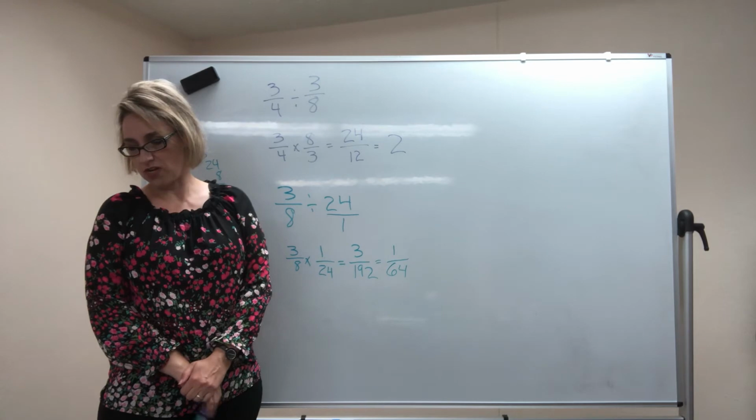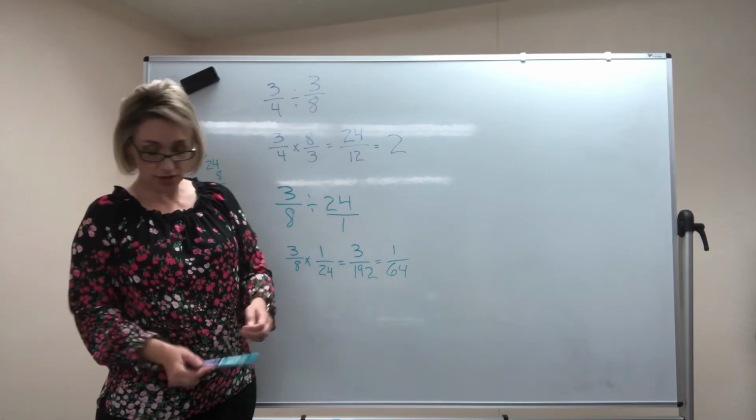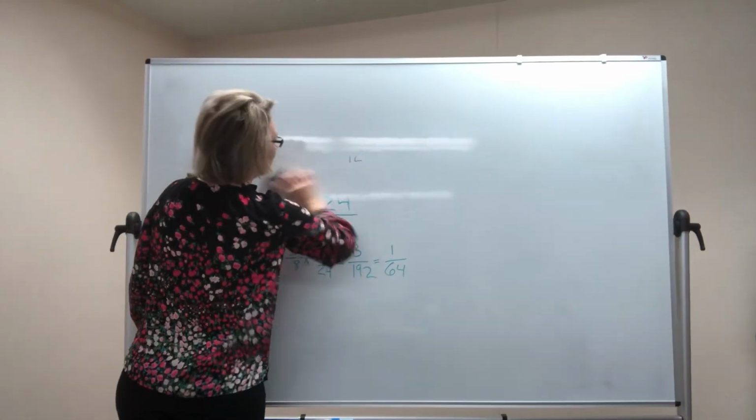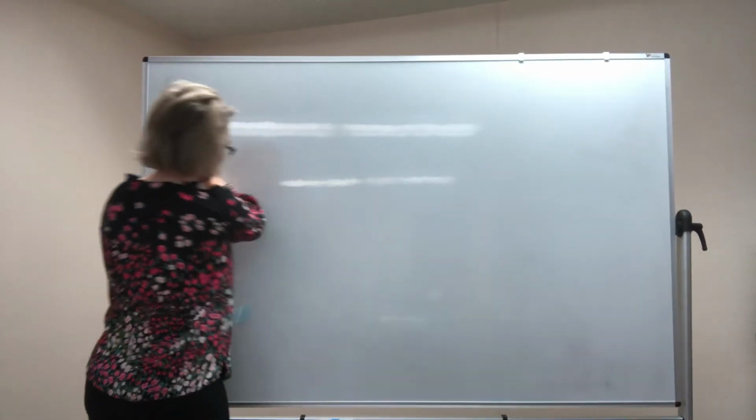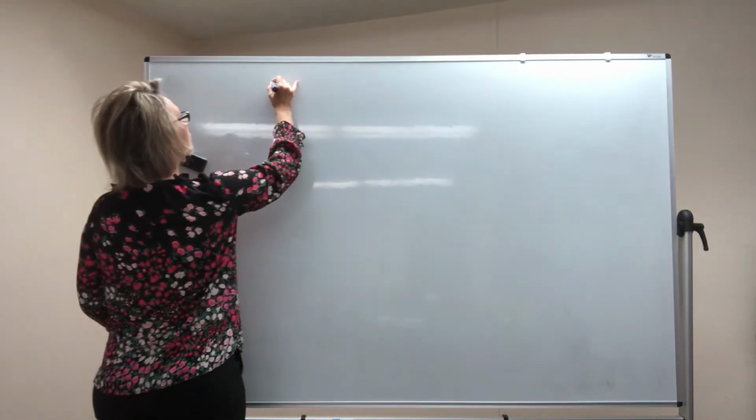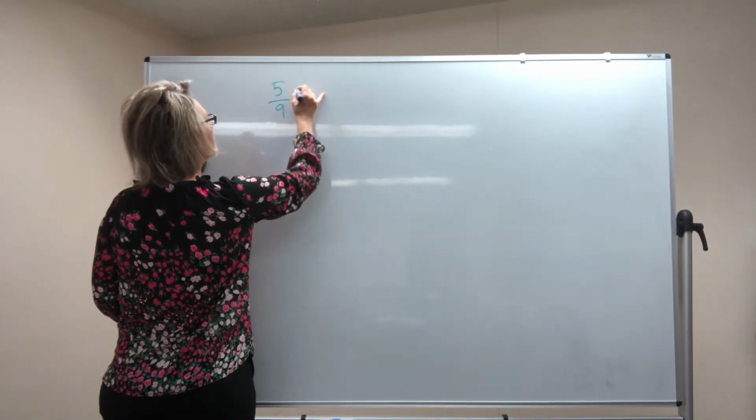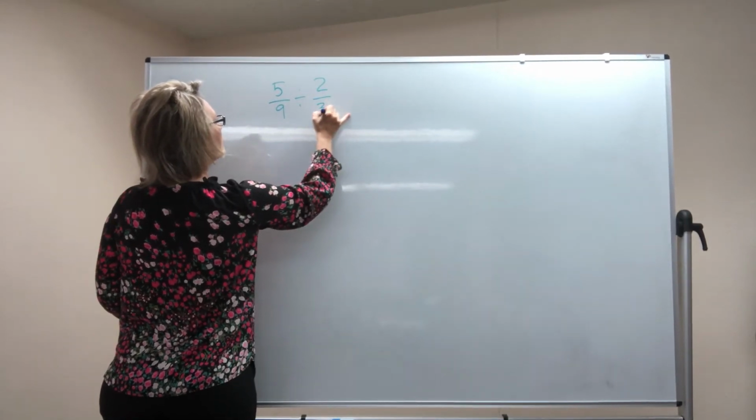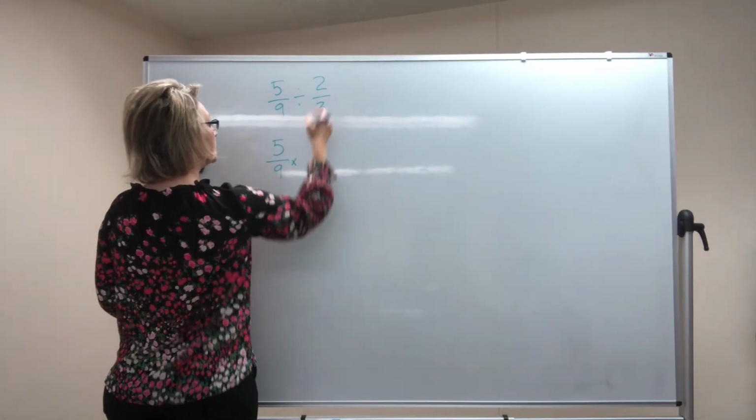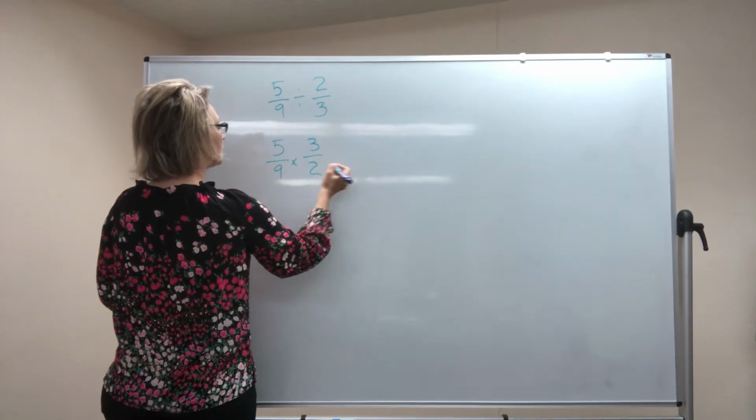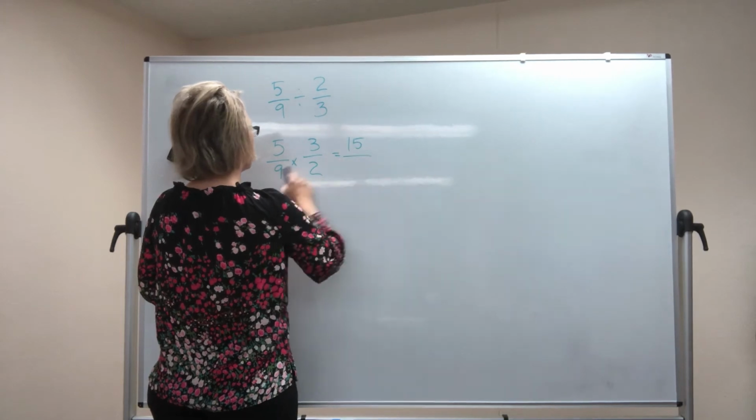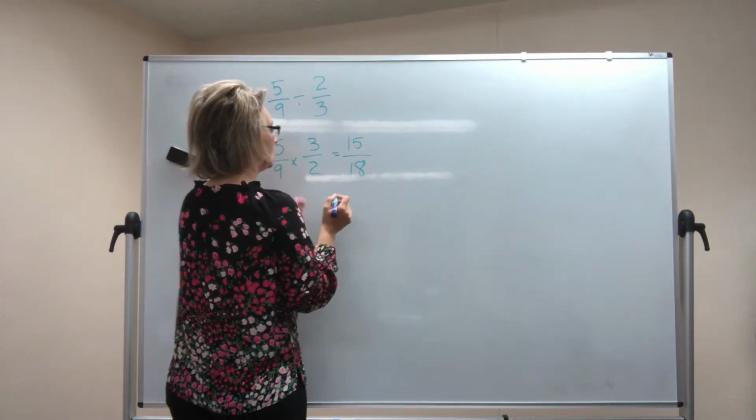Now that's a tricky one. I think that number 2 on the reteaching is going to be a little easier. Let me erase this so that we have space to write. Number 2 on the reteaching says 5/9 divided by 2/3. So we're going to redo it as 5/9 times the reciprocal, 3/2. Okay? 5 times 3 is 15. 9 times 2 is 18.